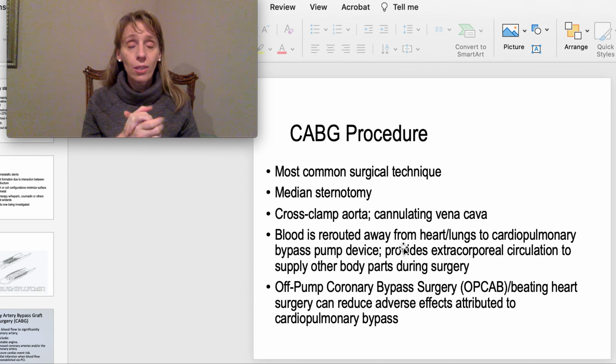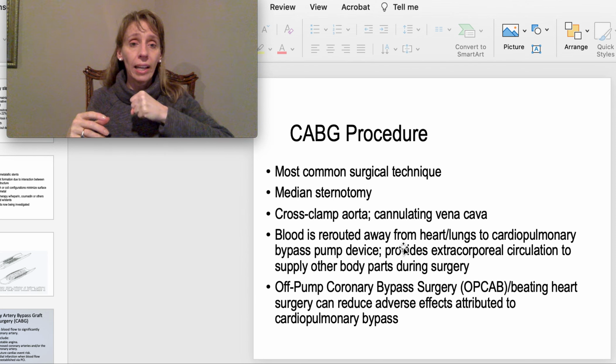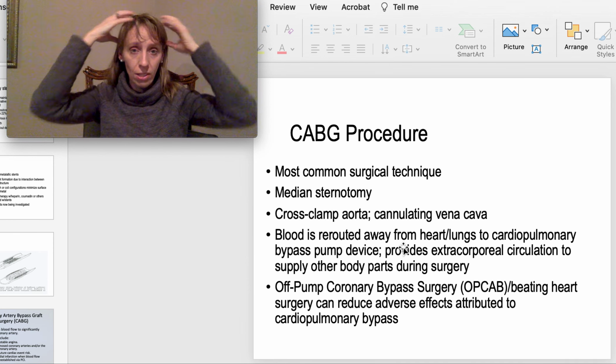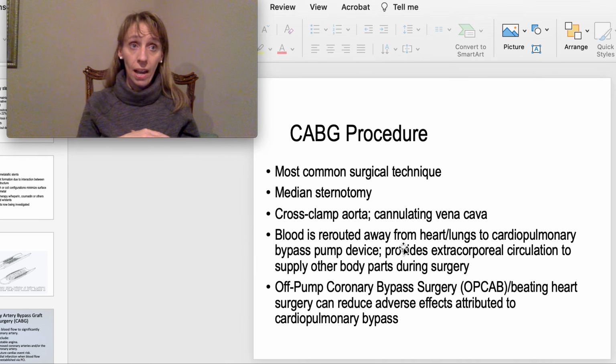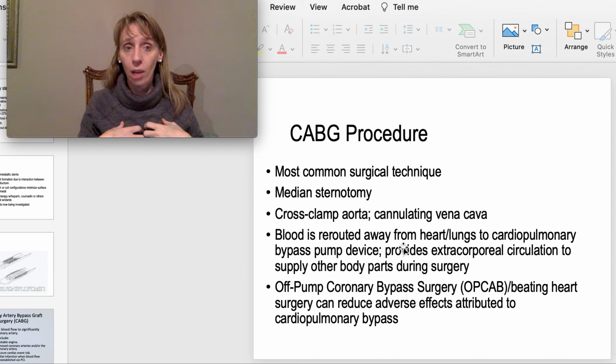They can do this as noted on this slide, where they clamp the blood from the aorta so the heart stops and that blood gets rerouted, so your brain still gets the blood, but it gets rerouted to a giant machine, a heart-lung machine. And that heart is nice and still, so the surgeon can sew on those new bypasses, right, to bypass those blockages.